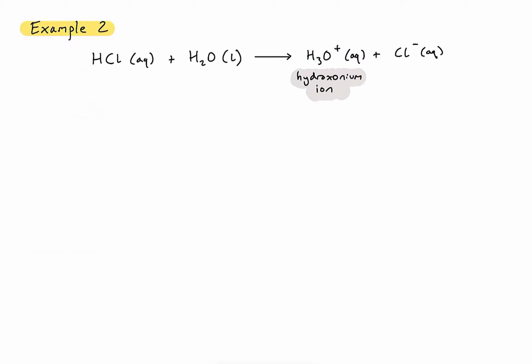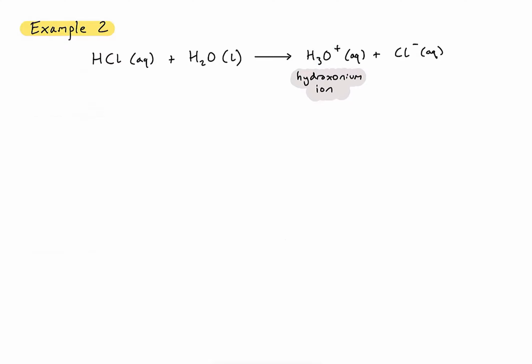And in this case, we're going to look at the reaction that occurs when I dissolve hydrogen chloride in water. So what do we form? Well, we form these two things. The first one, which you may not have seen before, this H3O+ ion, is known as the hydroxonium ion. It's also sometimes called the oxonium ion. There's a couple of terms we can use to describe it. They all mean the same thing.